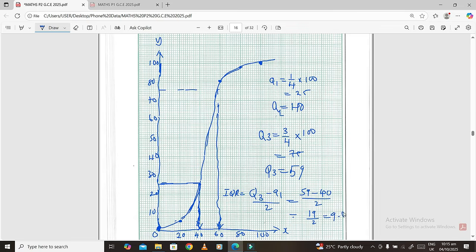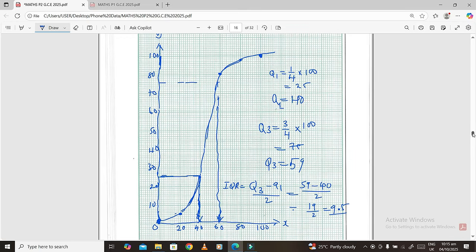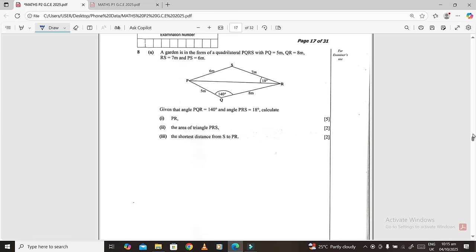You may get your 9.5, or you may get 8 point something that is closer to the actual answer. It's less possible to get the same answers on this one, because we are using different drawings.